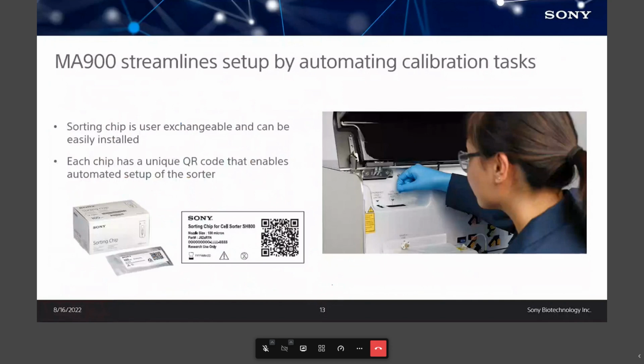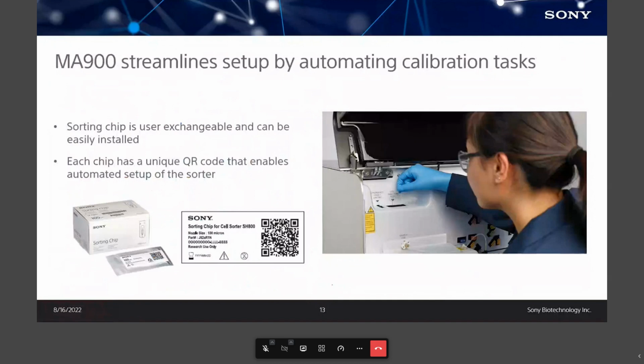So the MA900 is going to streamline the setup by automatically calibrating all of these calibration tasks for you. The sorting chip is user exchangeable, easily installed, and will guide you through the process using software wizards. From the moment you log into the software, it will hold your hand and tell you exactly what to do. You do not need to know anything about pressure settings, droplet frequencies, any of those specifics.